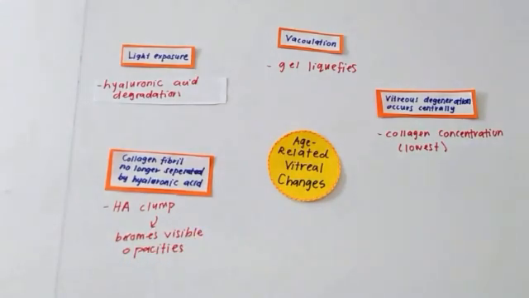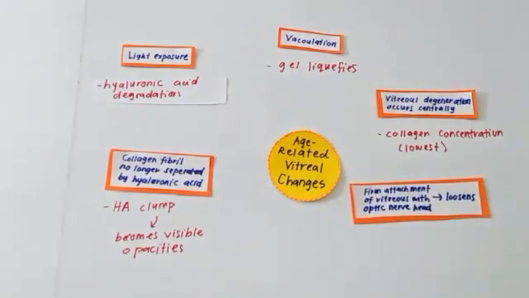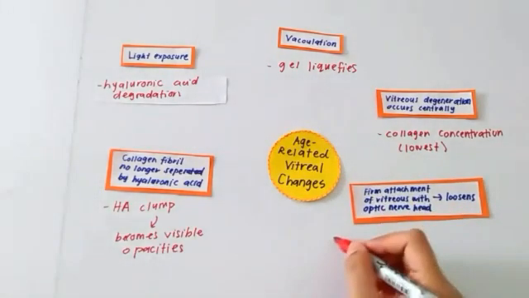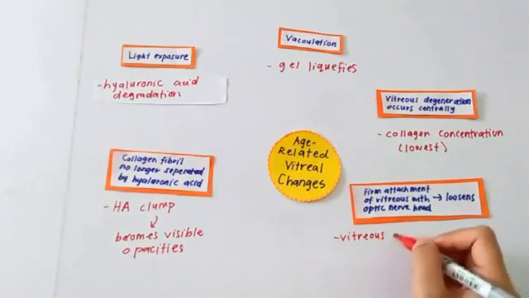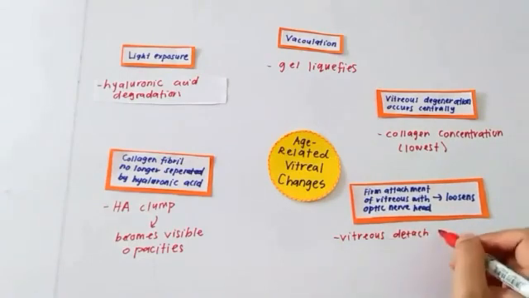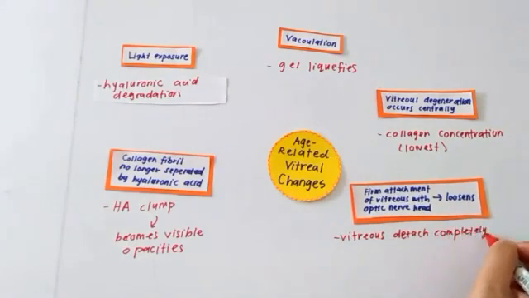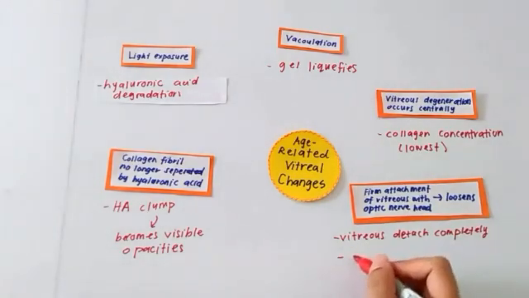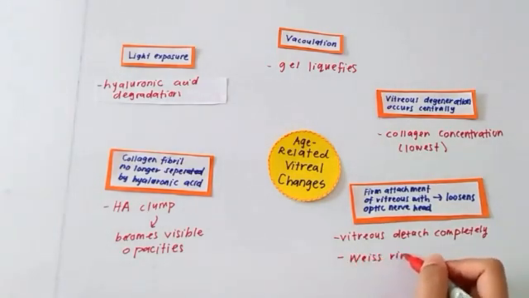Last but not least, the firm attachment of the vitreous loosens. So when the vitreous detaches completely, the peripapillary attachment becomes visible clinically, which is also known as the Weiss ring.